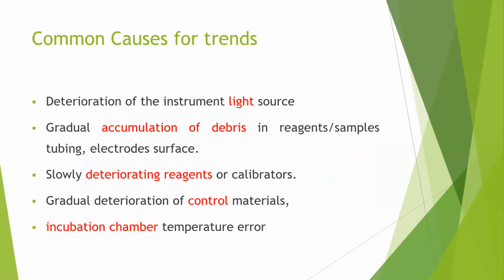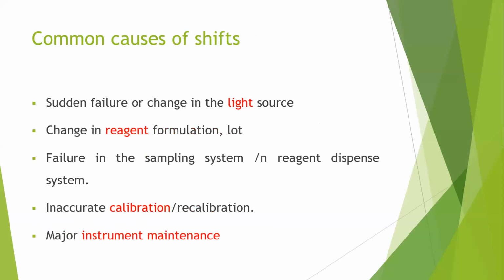There can be gradual accumulation of debris in the reagents or the sample tubings, or on the surfaces of electrodes in the instrument, or your onboard reagents are deteriorating slowly, or your calibrators have deteriorated slowly over time. QC material has gradually deteriorated, or there is some temperature error in the incubation chamber which builds up. All these are common causes for trends, and eventually an error builds up, typically in automation, chemistry, or even assay systems. Shift. A shift is something obviously more dramatic, more drastic.